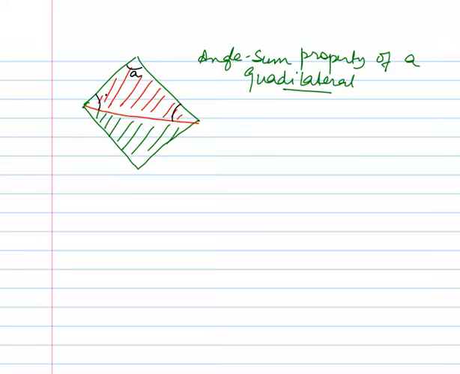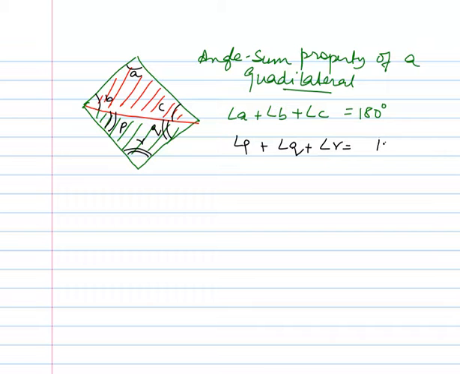If this is angle A, B, C, we know that angle A plus angle B plus angle C is equal to 180 degrees, because this red shaded is a triangle. Therefore angle A plus angle B plus angle C is 180 degrees. Again, P, Q, R: angle P plus angle Q plus angle R is equal to 180 degrees, right?